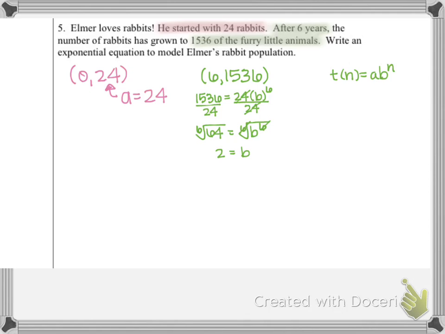All right, so I've got a and b. Now I can go ahead and write the actual equation for this thing. So it's going to be t of n is equal to how many he started with in the first place, which was 24. And then the multiplier itself, so my b, which is 2 to the n power. Now remember, you could also write this with the multiplication dot if you would like. So it's 24 times 2 to the n power. And I think that finishes our notes for this page.